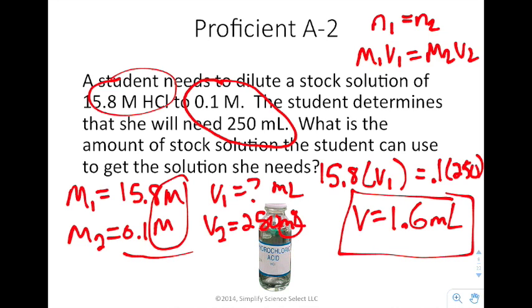Now, this is a very, very big dilution. In order to be more accurate, it would be better to do the serial dilution procedure.